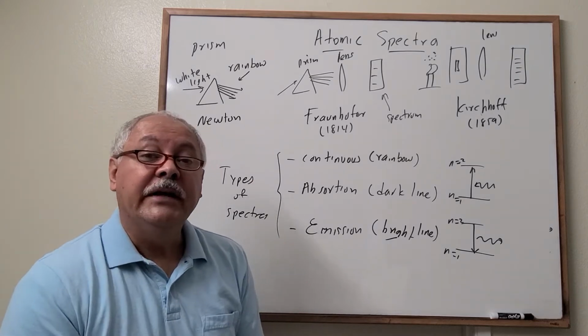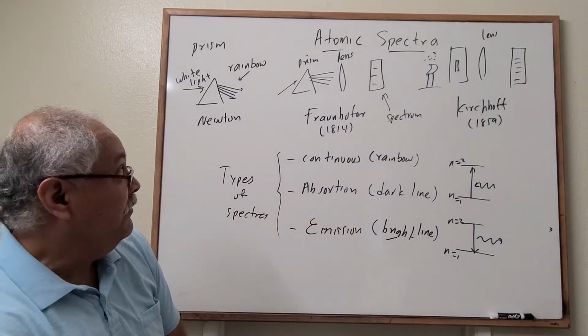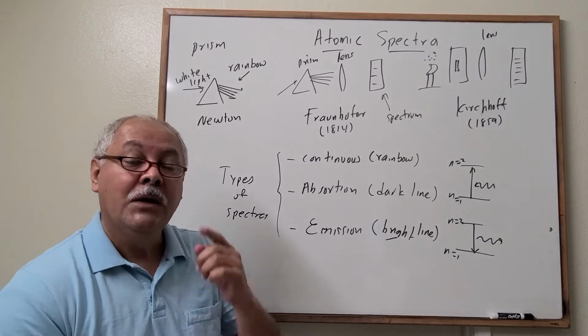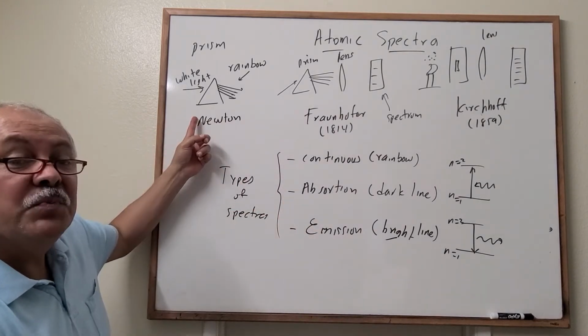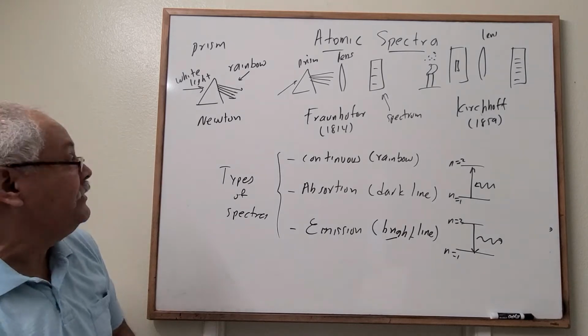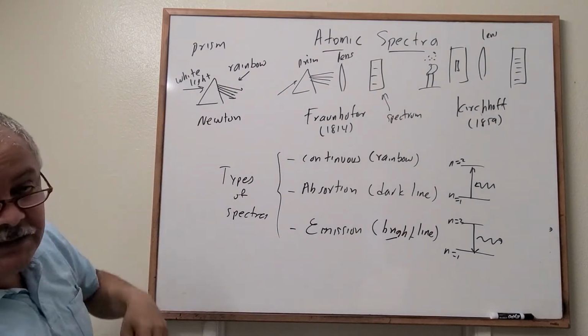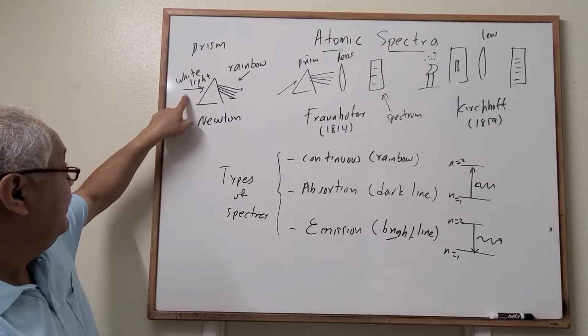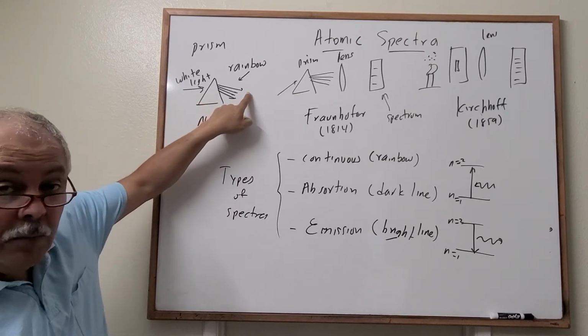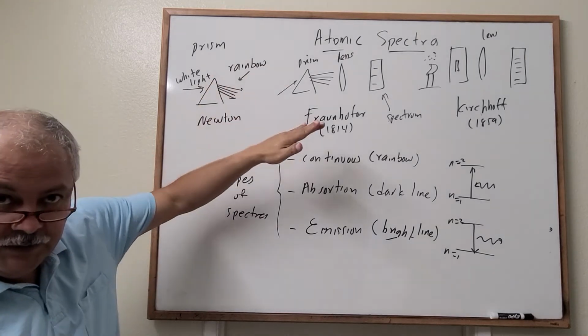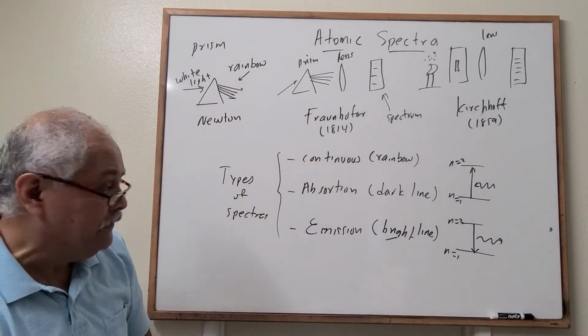Okay, let's go for the next topic. The next topic is gonna be atomic spectra. By the time of Isaac Newton, this experiment was familiar, and is the case when we have a white light passing through a prism. A rainbow was found on the other side, right? This is because of refraction.